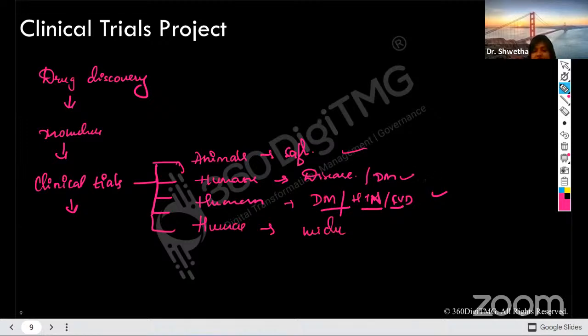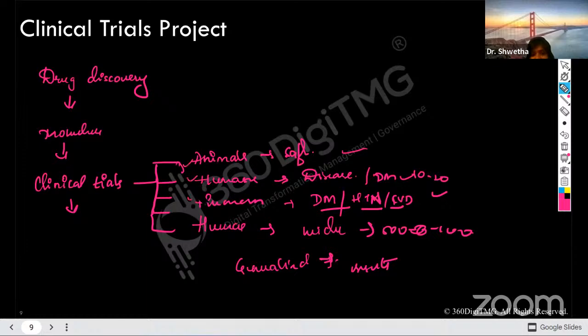If they were testing it on 10 to 20 people here, they increase it to 5,000 to 10,000 people. So, if they study on a wider population, the effect is better studied. You can get a more generalized result if it is studied on a wider population. Only once all these phases are cleared will the drug be released into the market.